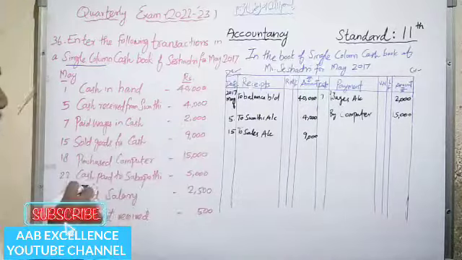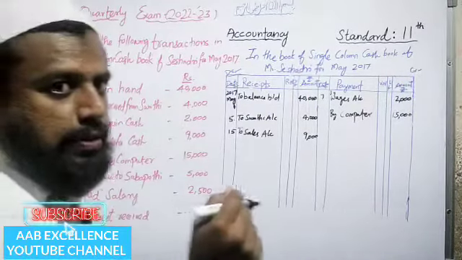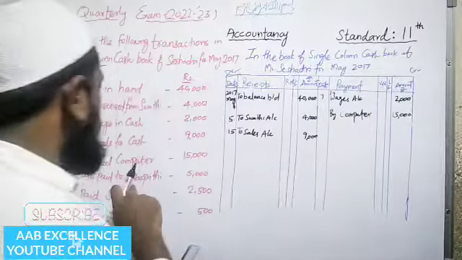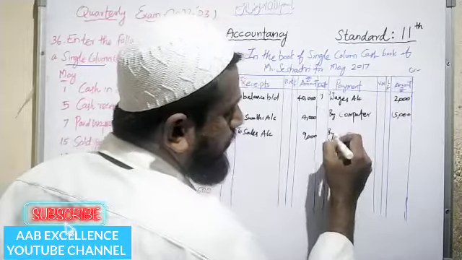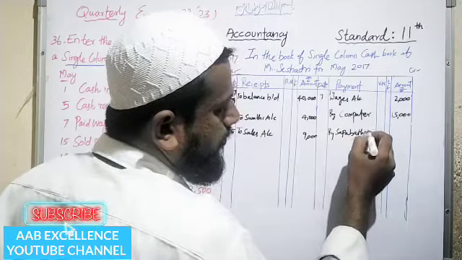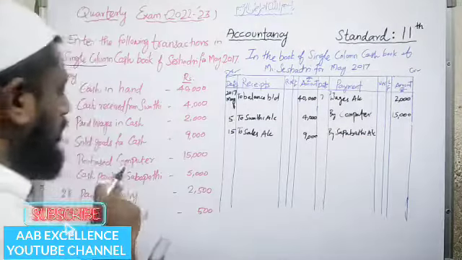Okay, students. The next, cash paid to Sabhabati. So it is automatically a payment. We have to post it on the payment side: By Sabhabati account, how much?